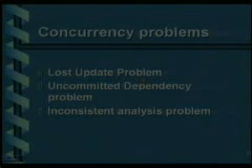What can be the problems of concurrency, or unwanted results? What kind of unwanted results may we acquire? Well, there are three basic types of problems which have been identified: the lost update problem, the uncommitted dependency problem, and the inconsistent analysis problem.